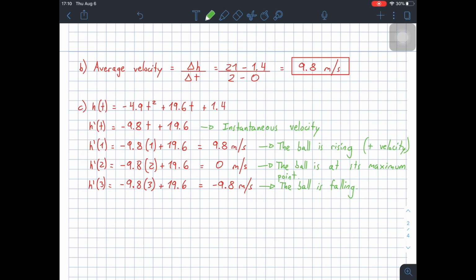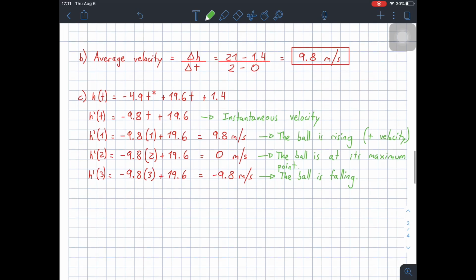It starts, it is being thrown up, right? And it starts moving up until it reaches 2 seconds. At 2 seconds, it will have a velocity of 0. That means that it will be at its maximum height, and after that time, it will start falling, right? Until it reaches the ground, or the starting position, or whatever you have there, okay?